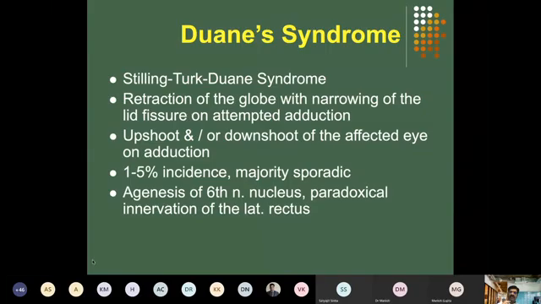And 1 to 5% incidence is there, and there are various theories, one of them being agenesis of the sixth nerve nucleus and paradoxical innervation of the lateral rectus.